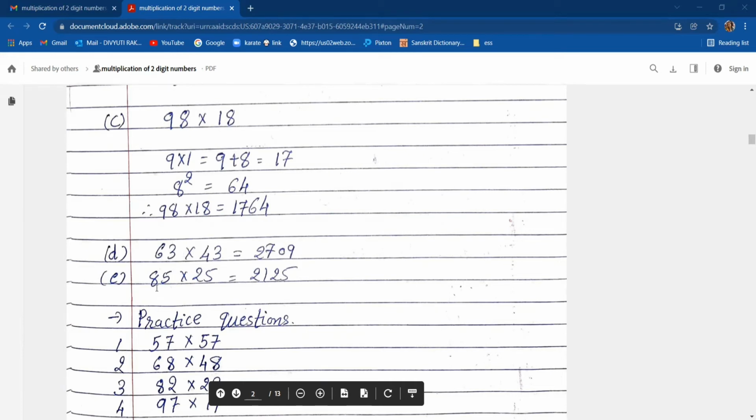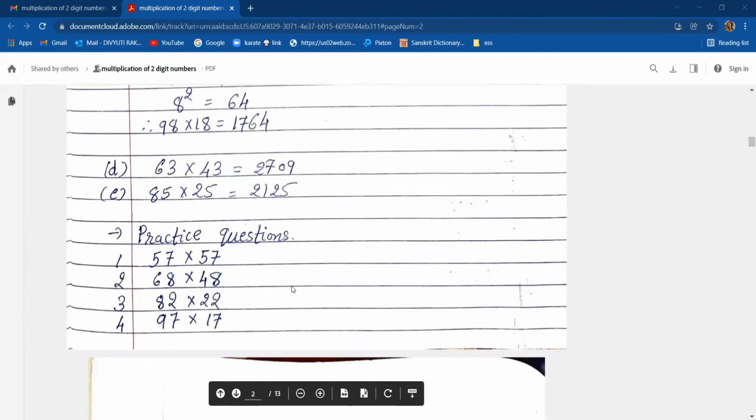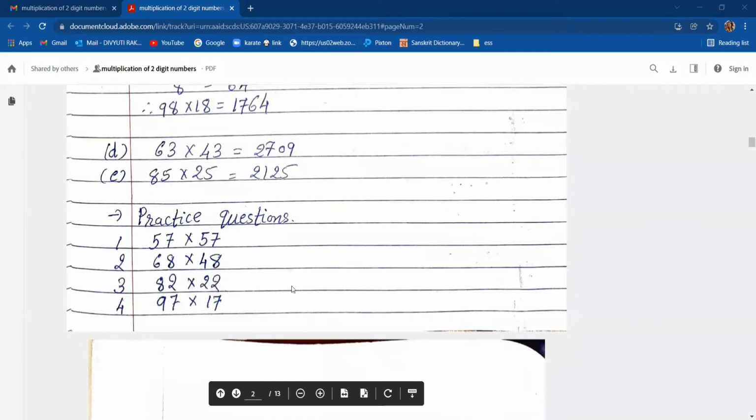Now next is 85 into 25. Here 5 is same, and 8 plus 2 gives you 10. So 8 twos are 16. 16 plus 5 will give you 21, and 5 square is 25. So 2125 is the answer. I hope you understand this method properly, and have no doubt regarding the method.